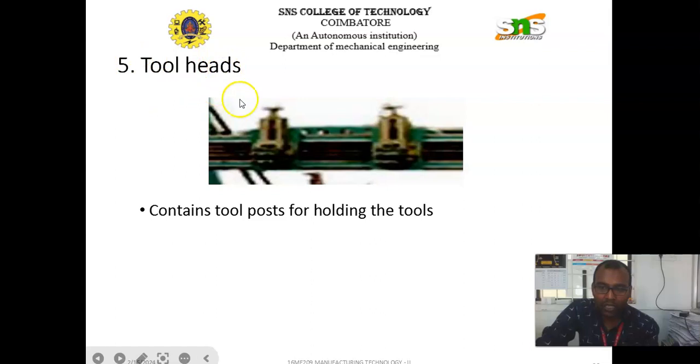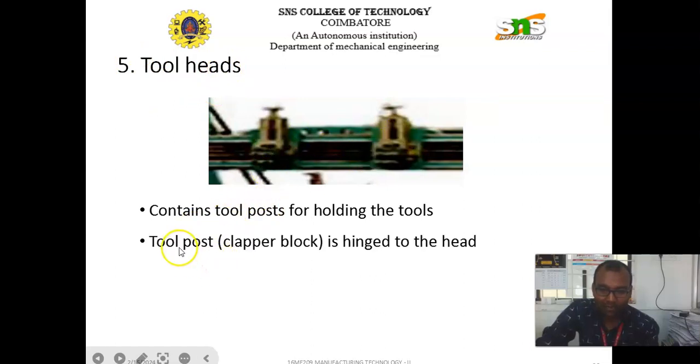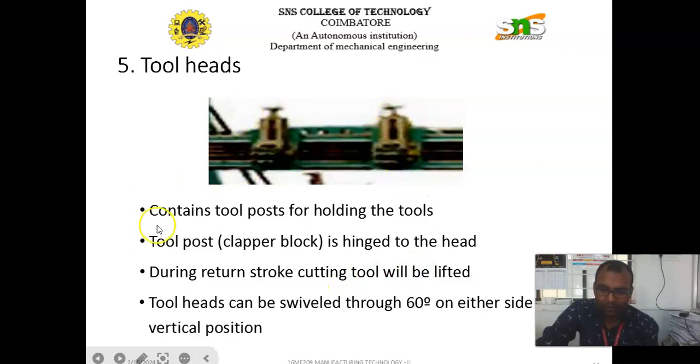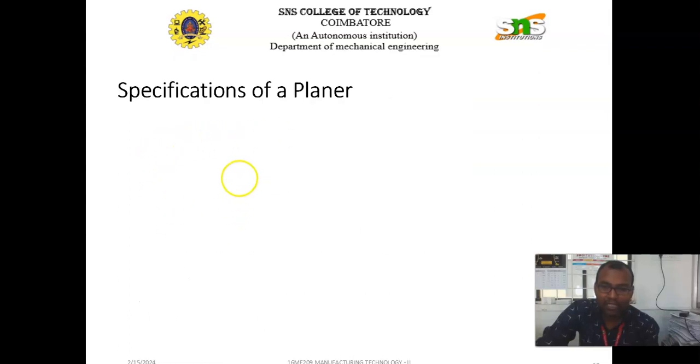The next one is the tool head. It contains the tool post for holding the tools. This tool post consists of the clapper box. During a return stroke, the cutting tool can be lifted with the help of the clapper box, and the tools can be swiveled through 60 degrees on either side. In case we want to make an angular cut, this tool head can be tilted to the limit of a 60 degree angle.